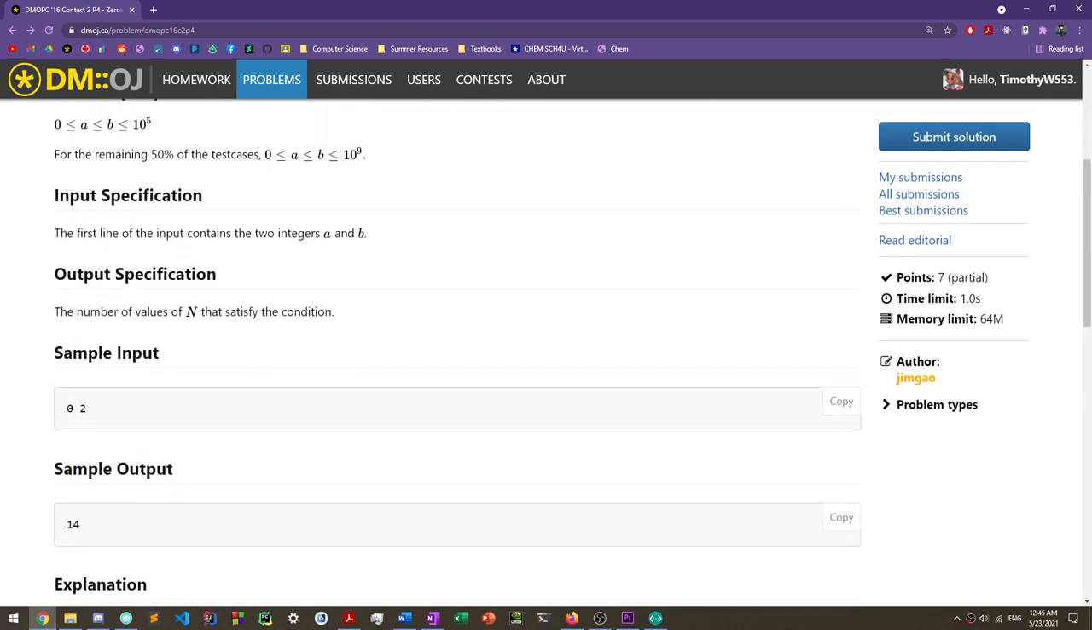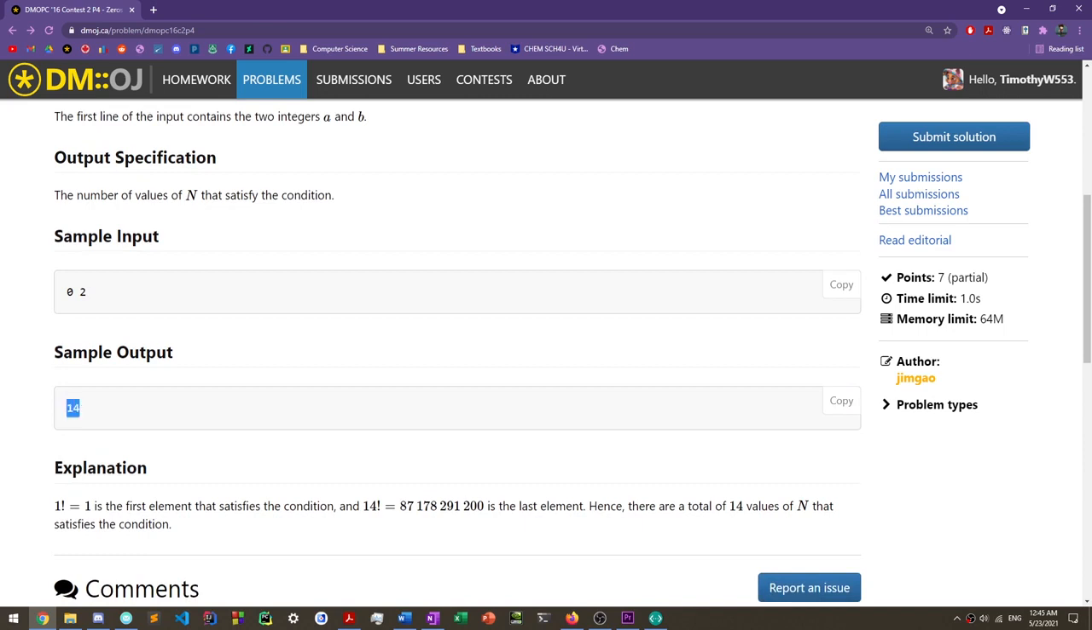Okay, so in this example, we want the number of trailing zeros between 0 and 2. So in this case, we should get 14. And as you can see, 1 factorial is the first element that satisfies the condition, and 14 factorial is the last element that satisfies the condition. So hence there's a total of 14 values of n that satisfy the condition in this case.